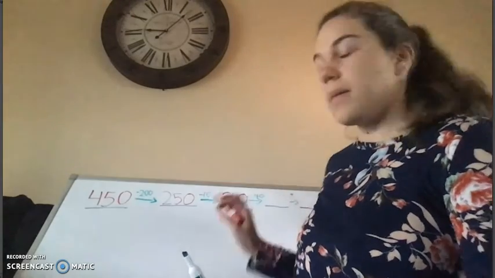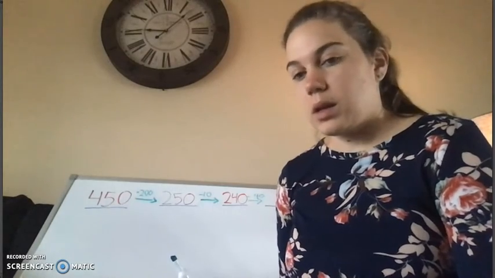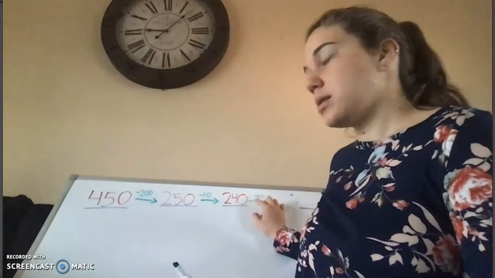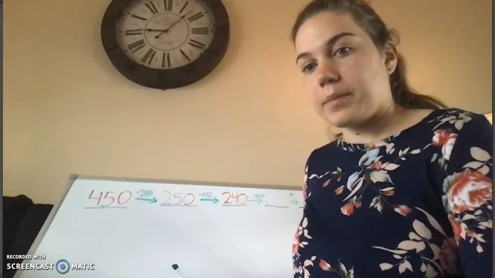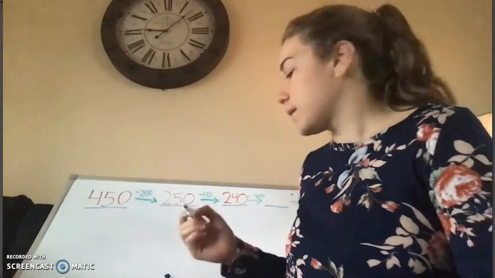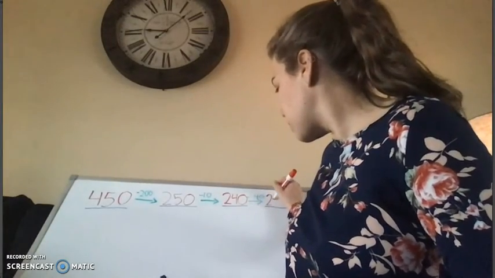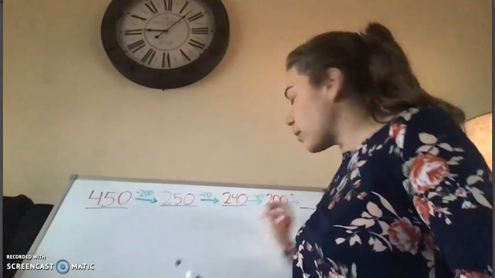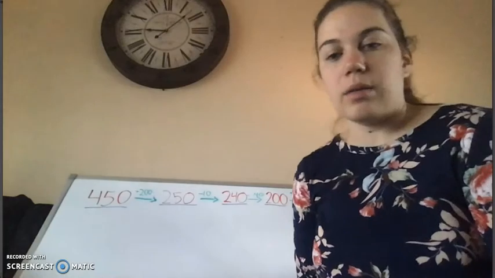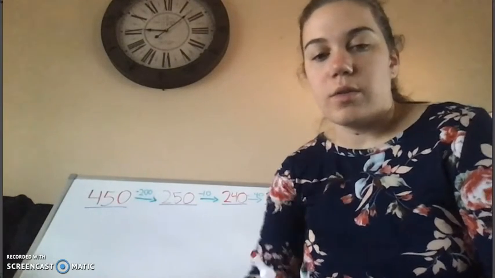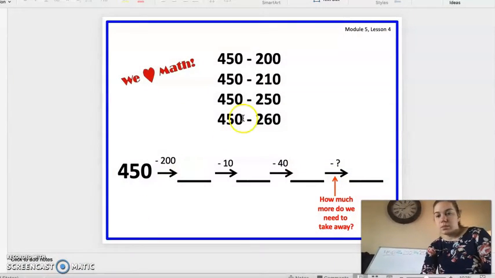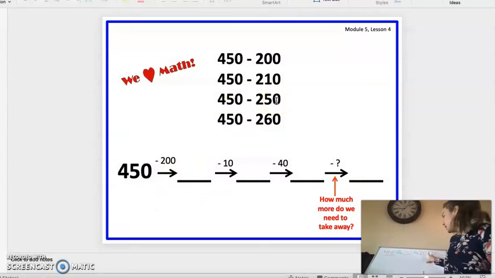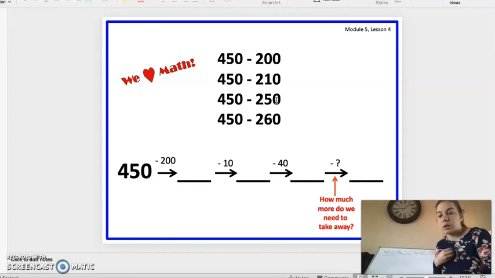Now we're doing 240 minus 40. So we're taking 4 tens from the tens place. What are we going to get? Good, 200. Now they want to know, because in our problem on our sheet, it asks us to do 450 minus 250, which we've already done. That equals 200. Now we need to do 450 minus 260.